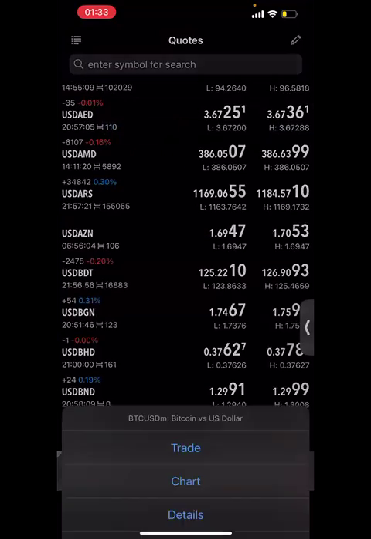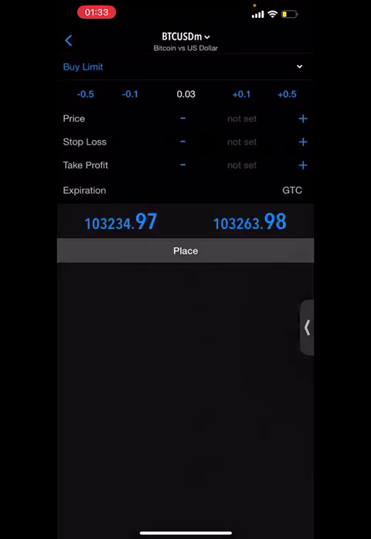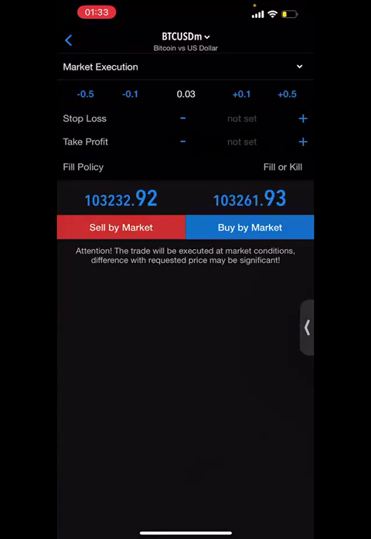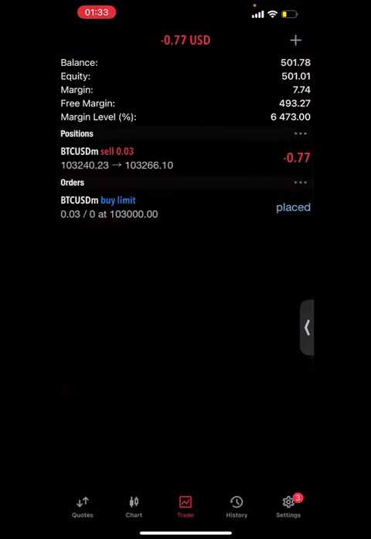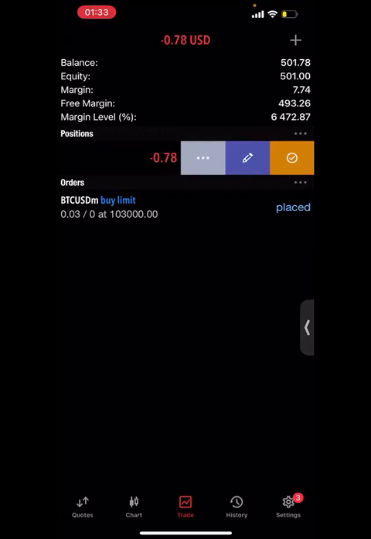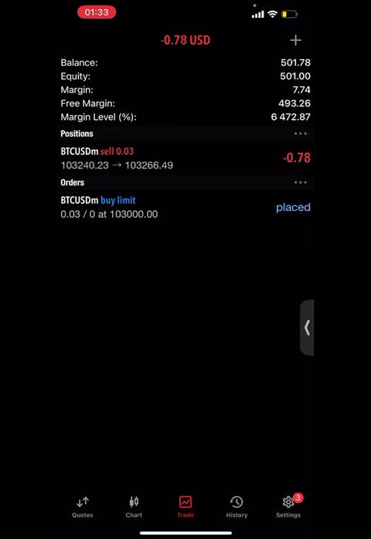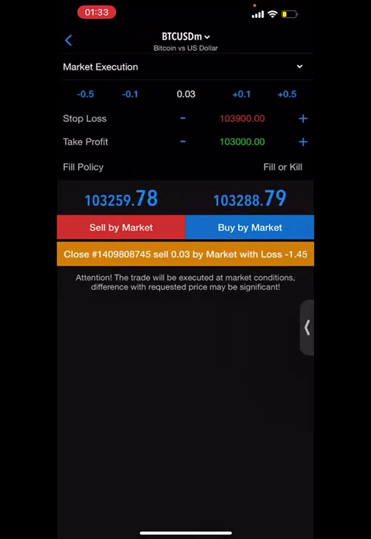If it's market execution, click on buy, change to market execution, put your stop loss, put your take profit, and click on your trade. When you want to close it manually, swipe. If you're not going to close it manually, whenever it gets to take profit, it closes for you. Whenever it gets to stop loss, it also closes for you.